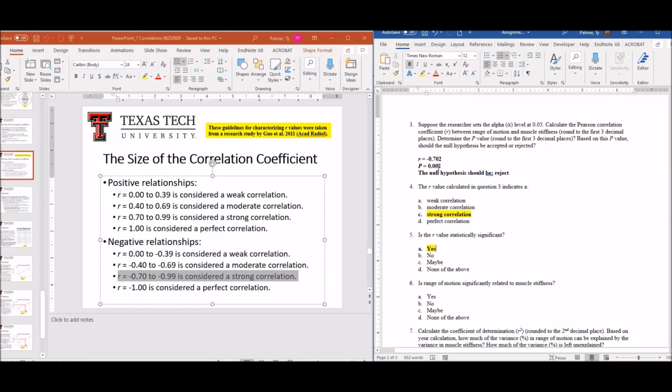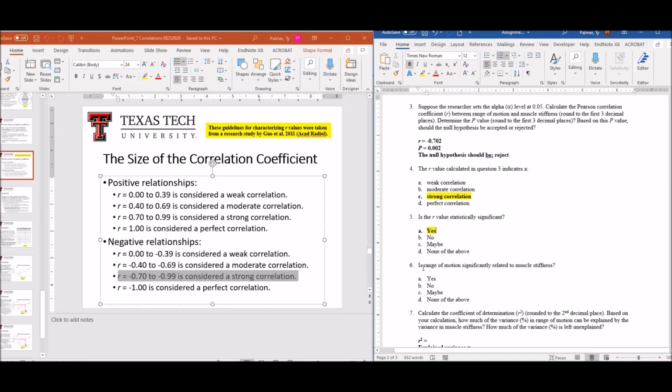Now, if our p-value was greater than 0.05, we would accept the null hypothesis. And if we accepted the null hypothesis, is the R value statistically significant? No. By accepting the null hypothesis, we're saying that the R value is not statistically significant, and so we would answer no if that was the case. That might be the case for you in your data, so keep that in mind as you're working through answering these questions.